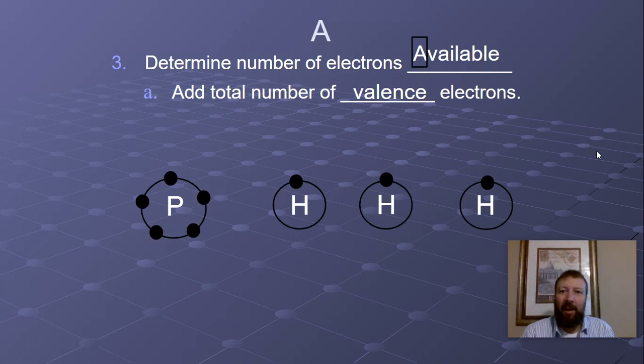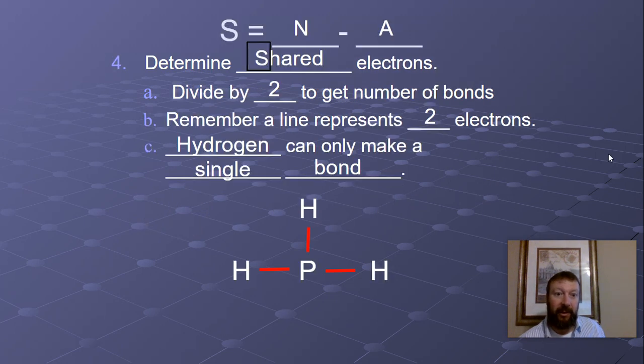The A is how many does it have available? Phosphorus wants to have eight. Hydrogen wants to have two, but it doesn't have that yet, so it's going to have to do something. It's going to have to share. It's going to have to bond. Phosphorus only has five and hydrogen only has one, and that's what it's showing you here.